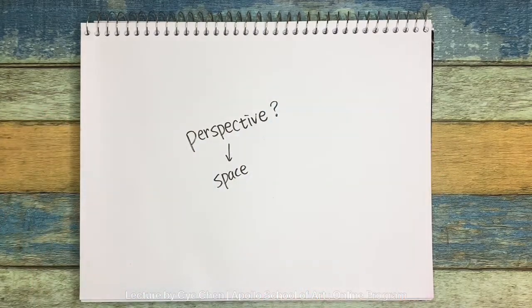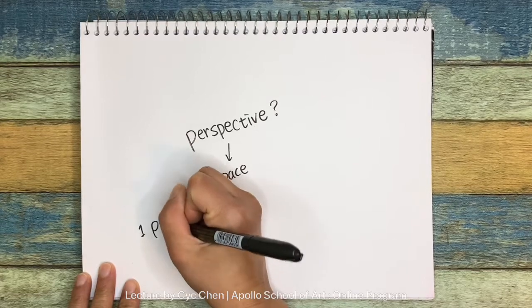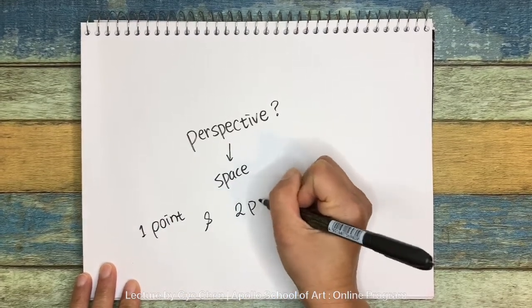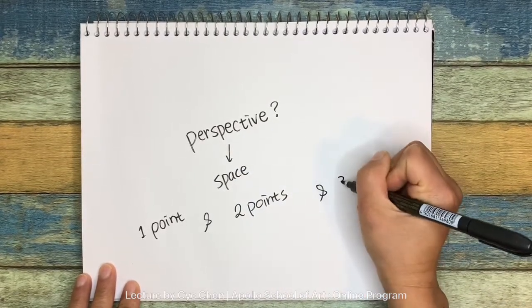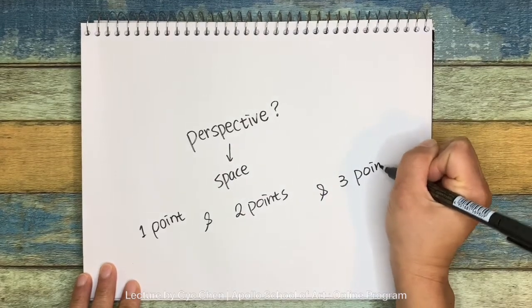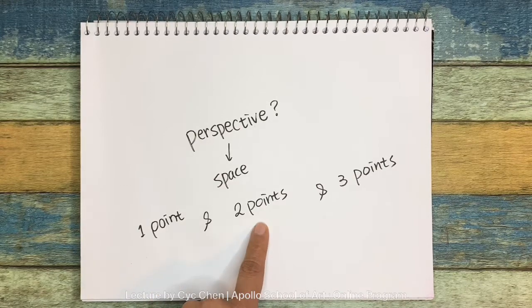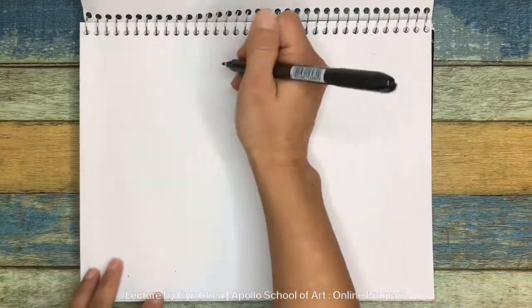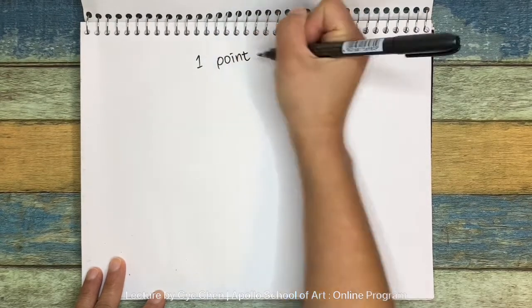But when we talk about perspective, we will have 1 point perspective and 2 point perspectives and 3 point perspectives. Alright. So what do I mean by 1 point, 2 points, and 3 points? When we say 1 point perspective, 1 point.